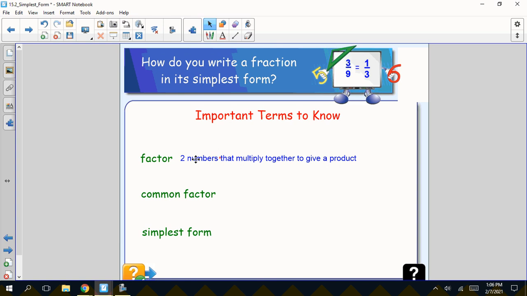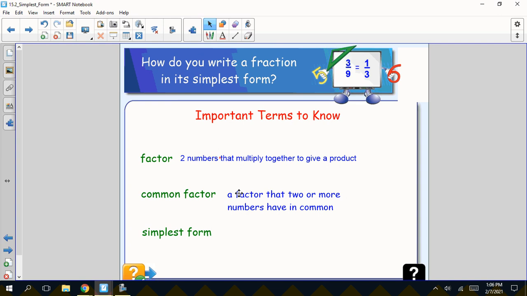Next, then, we have common factors. Common factors are factors that two or more numbers have in common. Remember from the GCF lesson, we listed out the factors of one number, and then we listed out the factors of another number, and we looked for the ones that were the same in both. Then we actually found the greatest one, or the biggest one that was in both, called the GCF. So we're using common factors today to help put a fraction into simplest form.